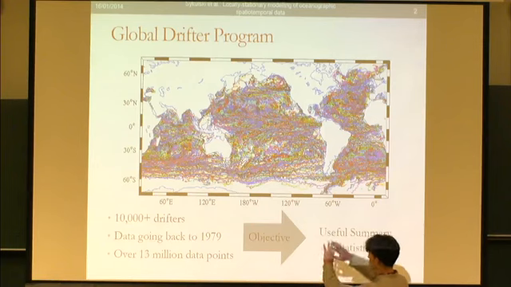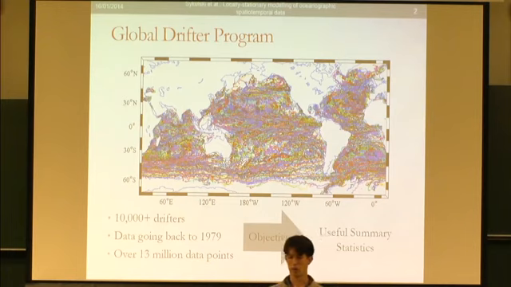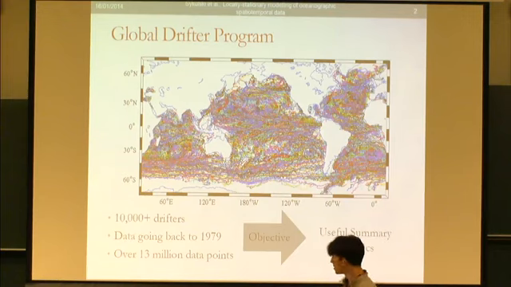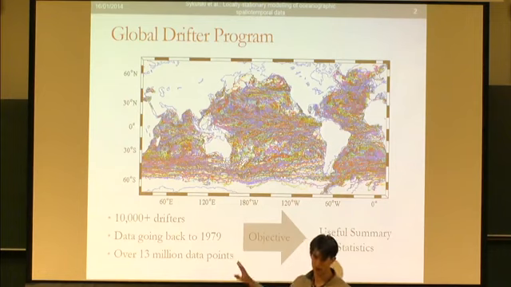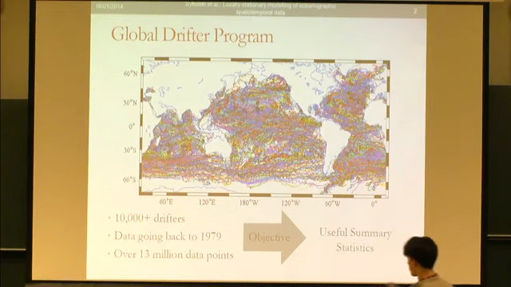Because what they give you is a map of how the surface of the ocean moves, how it circulates. In total, there are over 10,000 drifters. The data goes back to 1979. So we've got over 13 million data points overall, so it's kind of a big data type problem.